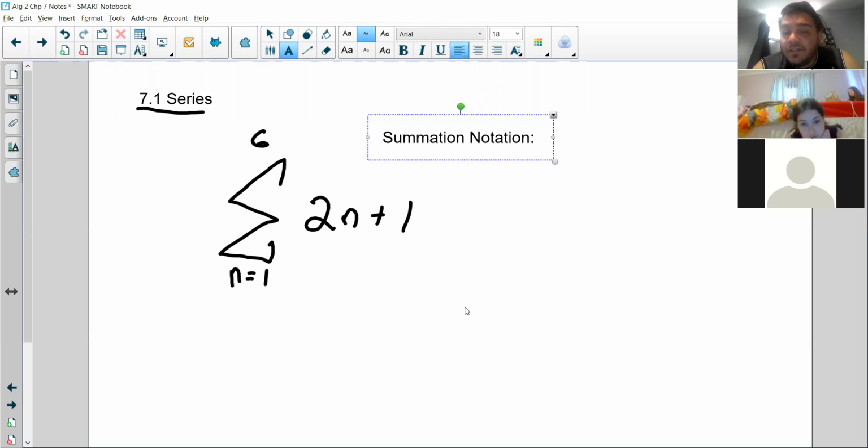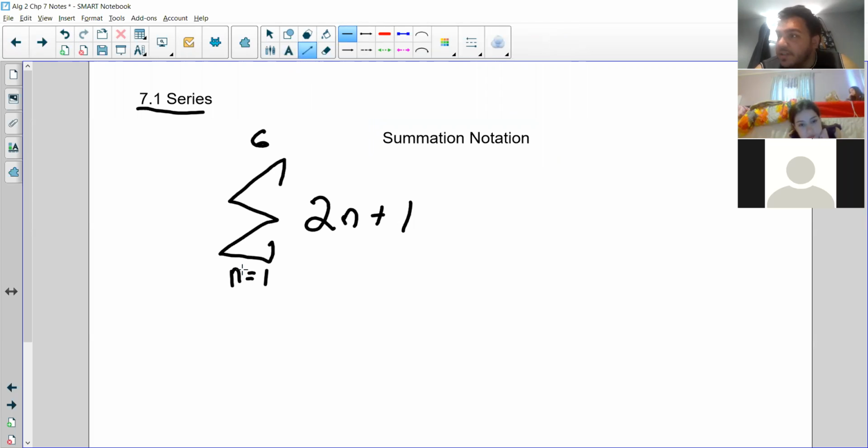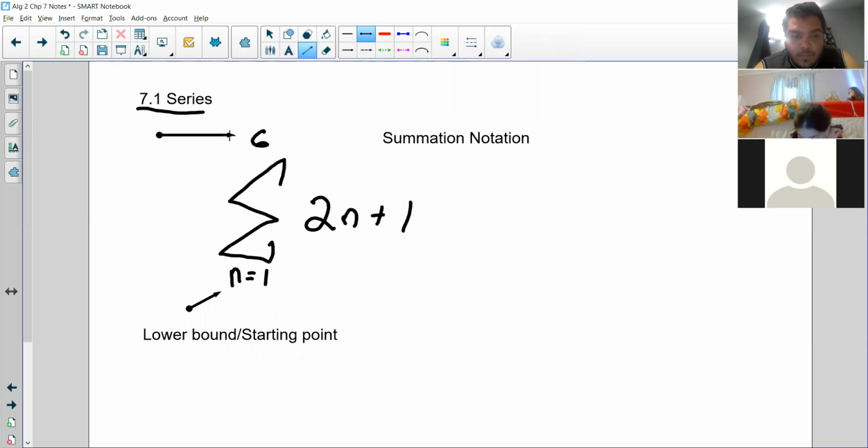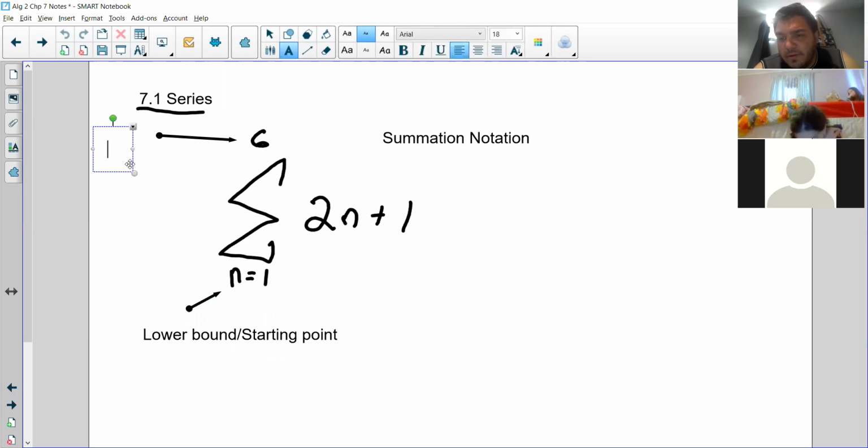Okay, so this is summation notation. This whole thing would be called summation notation. The thing on the bottom would be our lower bound. You could also refer to it as your starting point. If the bottom is the lower bound, the top should be the upper bound, or also known as the final point.